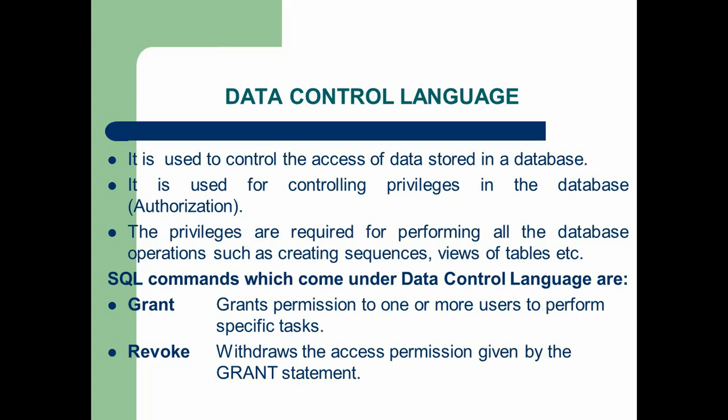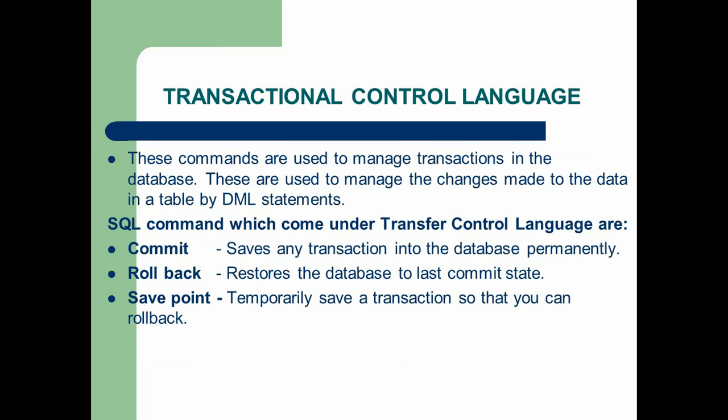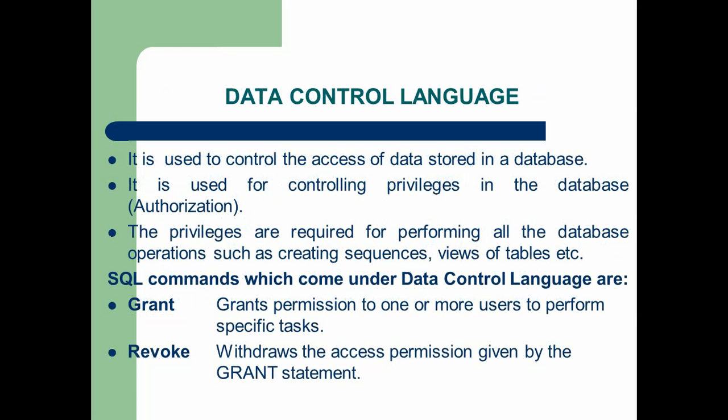When many users access a single table from a database simultaneously, the permissions vary from user to user depending upon their position. So this authorization is called privileges, which we can give by using the DCL commands. There are two basic commands in DCL. One is grant, another one is revoke. So grant and revoke are two important commands in DCL.